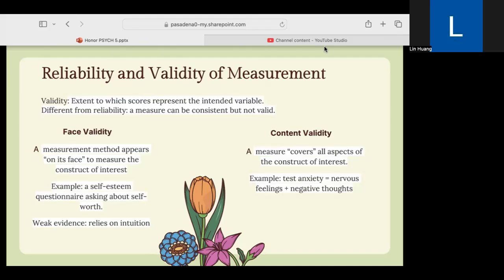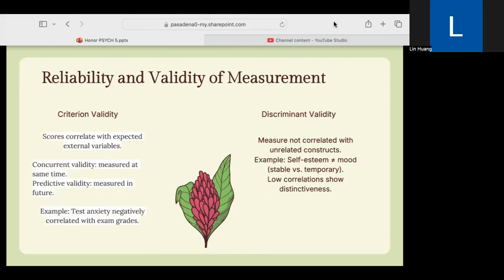And second is content validity. A measure covers all aspects of the construct of interest. For example, test anxiety equals nervous feelings plus negative thoughts. Okay. And the third is criterion validity. Scores correlate with expected external variables.